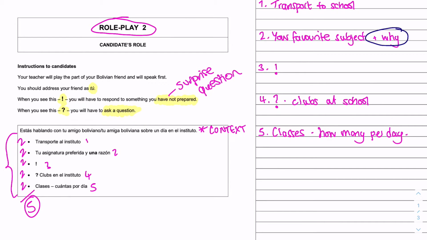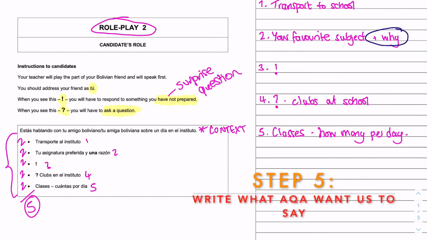Now, what's really important to notice is that these, when we translate them into English, they actually don't make that much sense. It doesn't transport to school. If I just say transport to school, the examiner's not going to have a clue what it is that I'm going on about. So what we have to do after we translate them into English is our next step is to write down what it is that AQA want us to say.